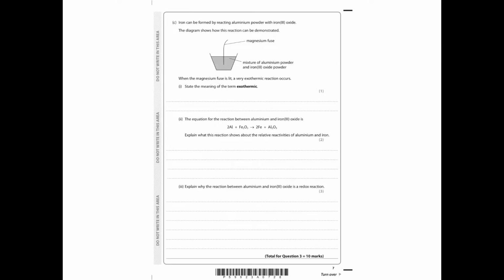Part C shows aluminium powder reacting with iron 3 oxide powder. You have seen this reaction before, but you will know it as the thermite reaction. When the magnesium fuse is lit, a very exothermic reaction occurs, and you are asked for the meaning of the term exothermic. That, of course, is that thermal energy is given off.